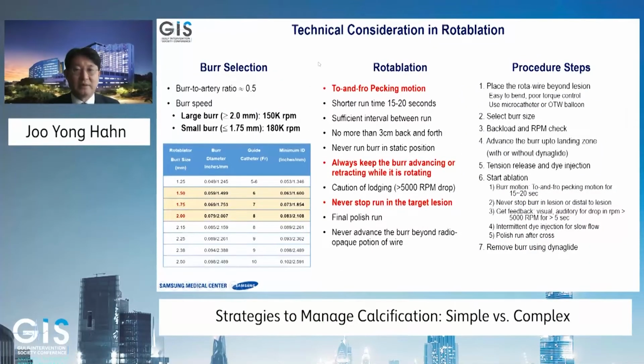For successful rotablation, we should be familiar with the proper technique. Burr to artery ratio is recommended as 0.5 for most burrs. 180K RPM is recommended. For a larger burr, 150K RPM is recommended. To-and-fro pecking motion is essential for prevention of burr entrapment. Always keep the burr advancing or retracting while it is rotating. Never stop in the target lesion, and do a final polish run.